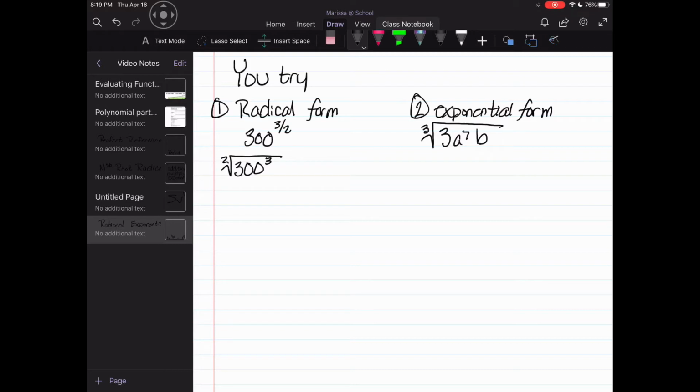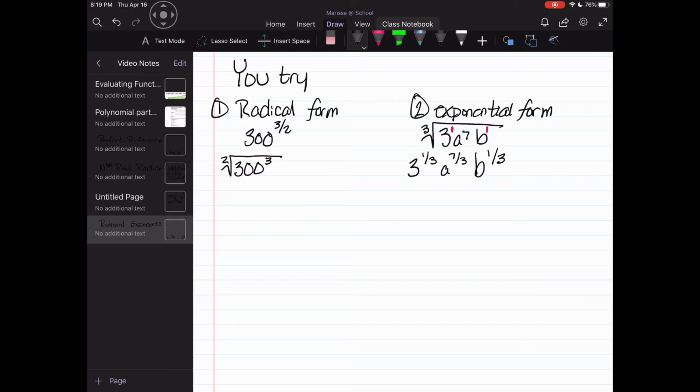And then if I'm changing to exponential form, remember, I actually have a 1 here in the numerator and a 1 here in this numerator. So I'm going to have 3 to the 1 over 3, a to the 7 over 3, and b to the 1 over 3. That's how you're going back and forth for each of these particular problems.